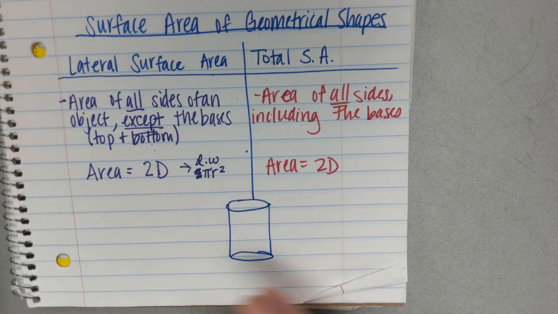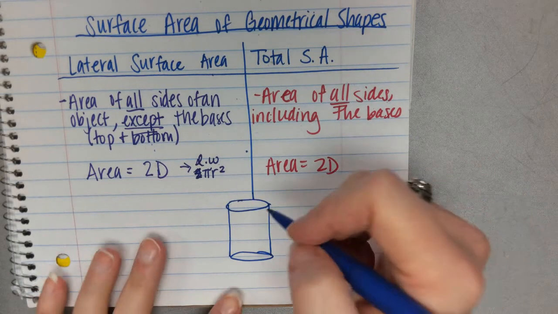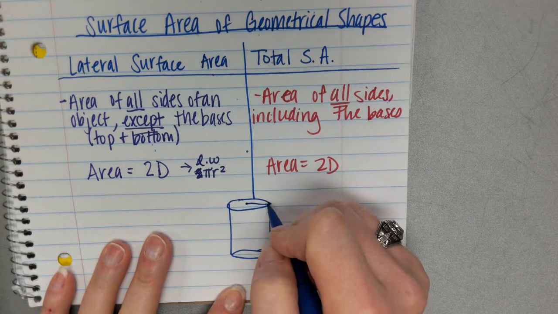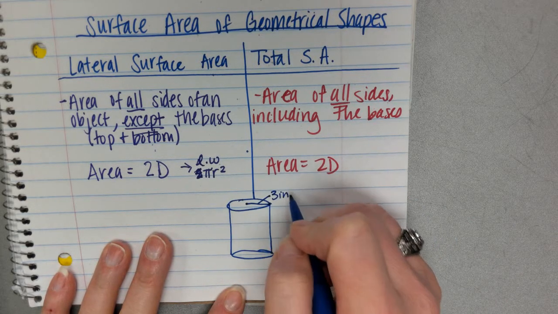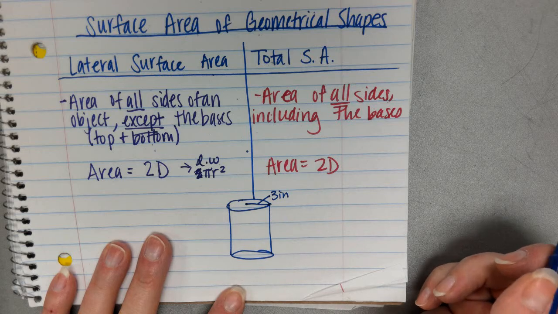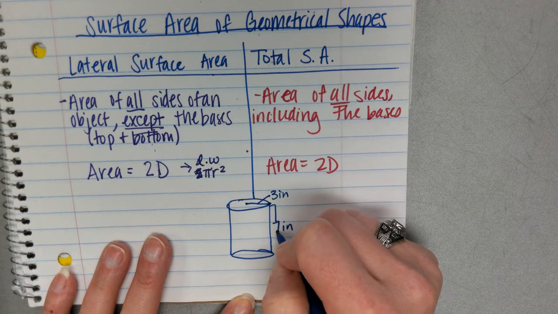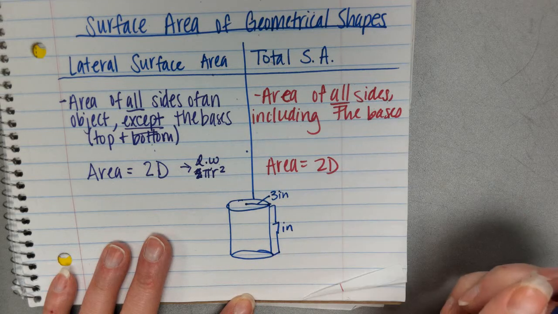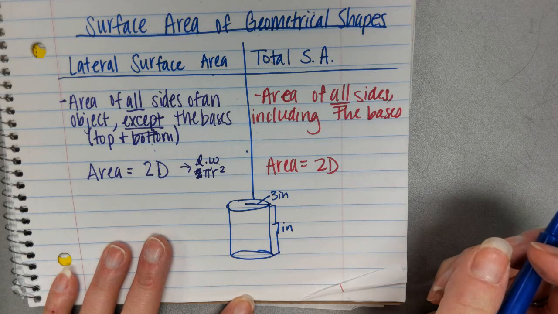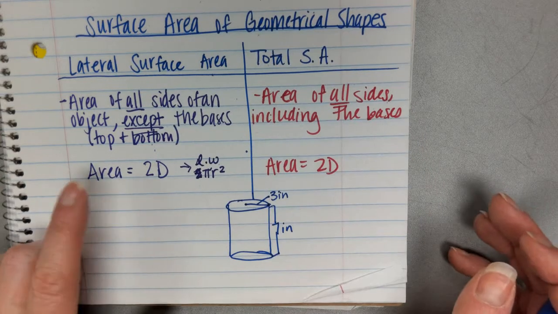Okay, there's my cylinder. It has a radius of 3 inches and a height of 7 inches. This is the height, 7 inches. Okay. So, let's look at lateral surface area first.